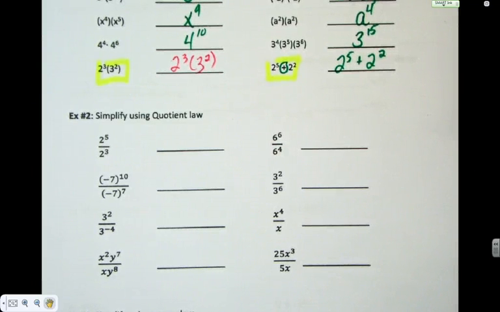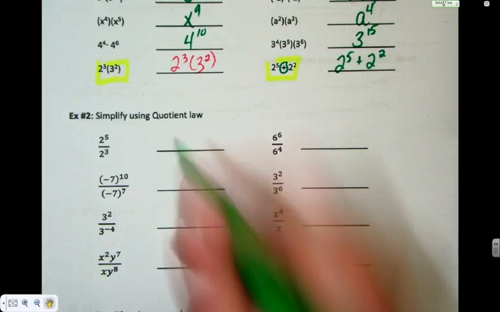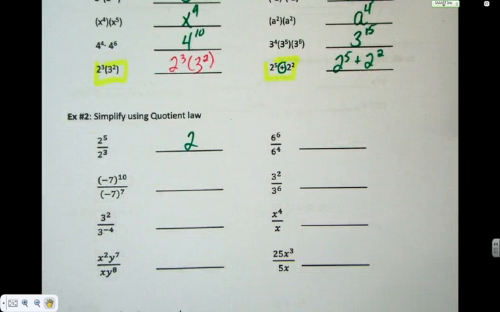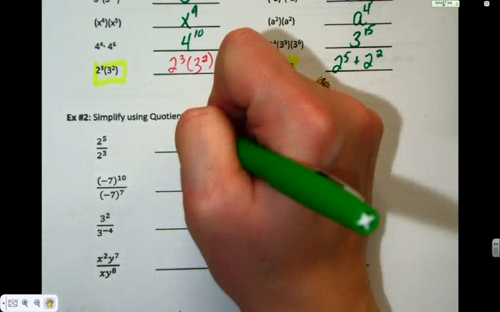Quotient law says if we are dividing bases, we subtract. Dividing equals subtraction. Dividing equals subtraction. 2 to the 5 divided by 2 to the 3. Now we don't divide the 2's, and that's what your brain is going to want to do. Your brain is going to want to do 2 divided by 2 is 1. Exponent law says we keep the base. We don't touch it. All we do is subtract the exponents. 5 minus 3 is 2.